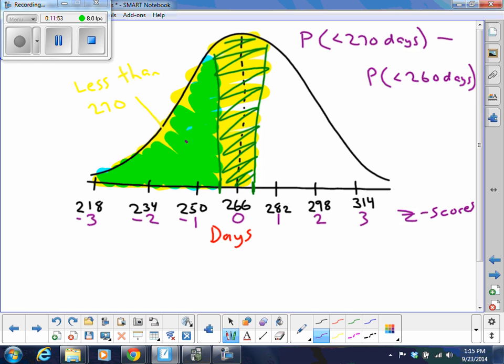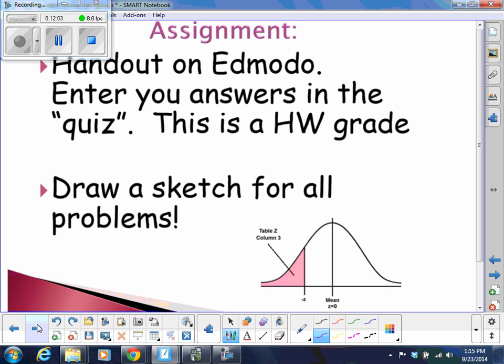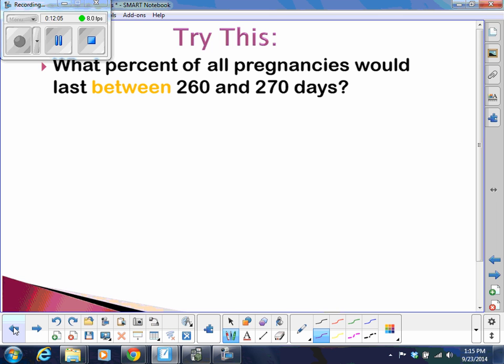Okay, so anytime it's an in-between problem, you're going to do two separate things. And you're going to subtract one from the other. Okay, and that's going to give you your answer. So let's go through and get these set up. Oops, didn't want to go that way. Go back. Okay, so let's first find, what's the chance that it's less than 270 days.